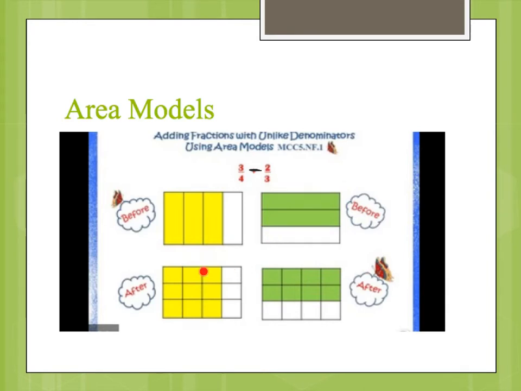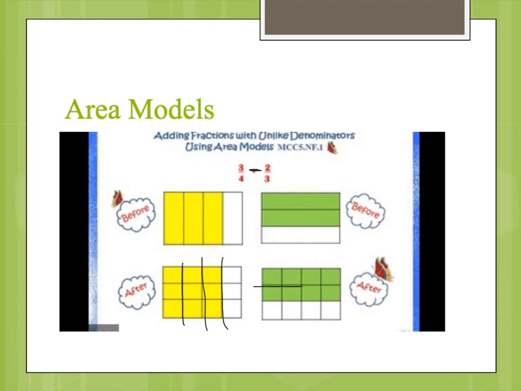Well, as you can see right down here, what I'm going to try to do is find a common denominator that I can bring them both to. So all I have to do when I'm using my models is figure out how I can divide up those blocks so that they have the same amount of parts. So all I have to do is make them so that they have parts of 12. So for this one, all I have to do is just add three vertical lines.